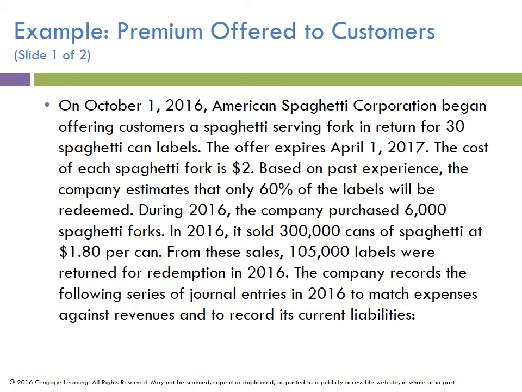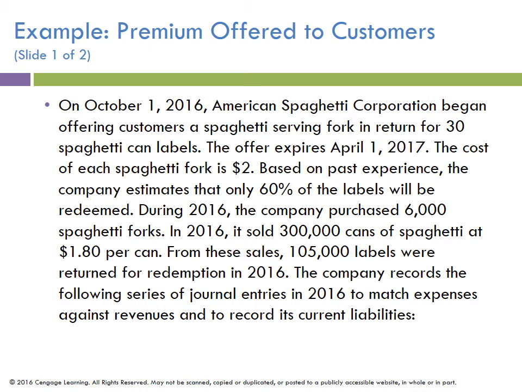On October 1st, American Spaghetti Corporation began offering customers a spaghetti serving fork in return for 30 spaghetti can labels. The offer expires April 1st, 2017. The cost of each spaghetti fork to American Spaghetti is $2, and based on past experience, the company estimates that only 60% of the labels will be redeemed. During 2016, the company purchased 6,000 spaghetti forks, remember, at $2 each. It sold 300,000 cans of spaghetti at $1.80 per can. From these sales, 105,000 labels were returned for redemption in 2016.